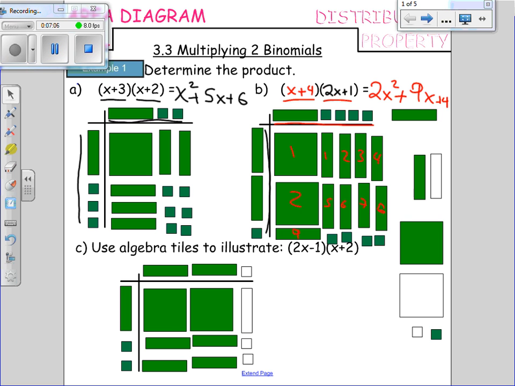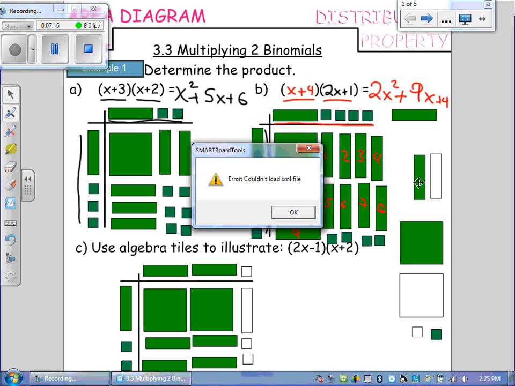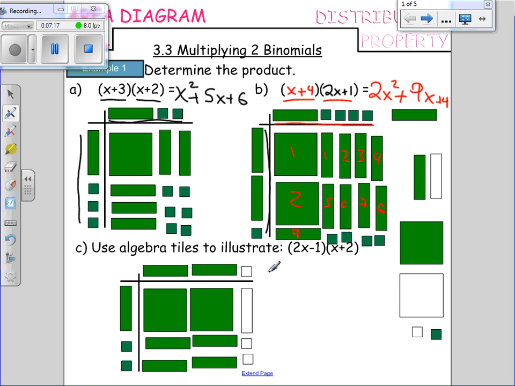2x squared plus, yep, 2x squared plus, Taylor? 2x minus x. 2x squared minus. Yeah. Plus 2x minus x. Plus 4x minus x is, if you have 4 minus 1, plus 3x. Yeah, you got it. Minus 2. There.